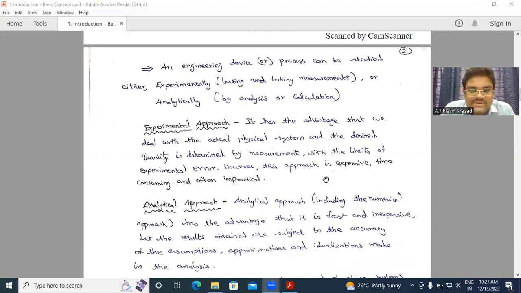It may be expensive in cost, it consumes some amount of time, and often it is impractical. But in the analytical approach, we can solve the problems much faster, it is inexpensive, and the results we get will be accurate to the assumptions. So before going for the experimental approach, we can go for the analytical approach. It will be very useful, it will consume less time, and it will be inexpensive.